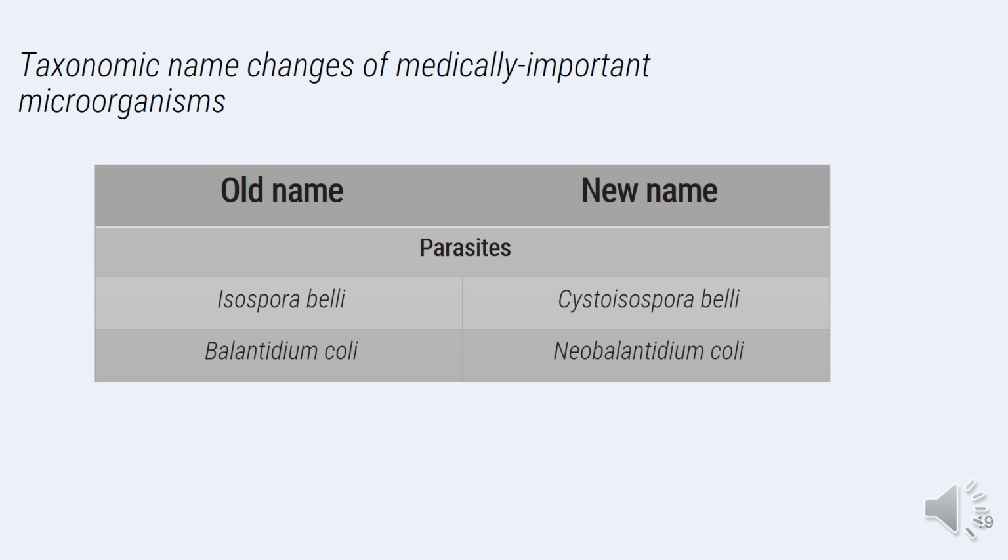And these are the parasites. Isospora belli is now called Cystoisospora belli. Balantidium coli is now called Neobalantidium coli.